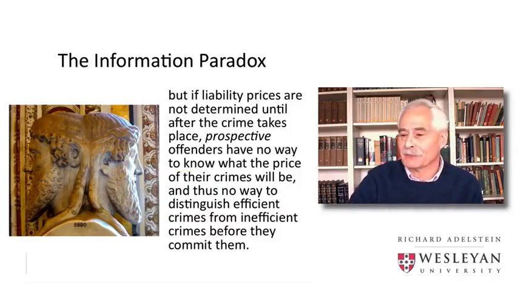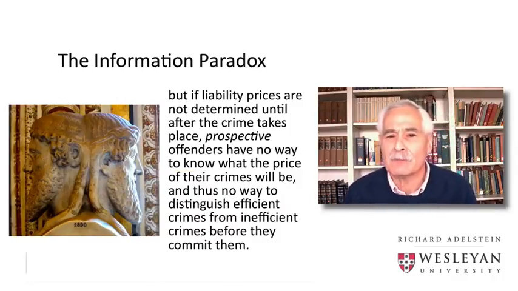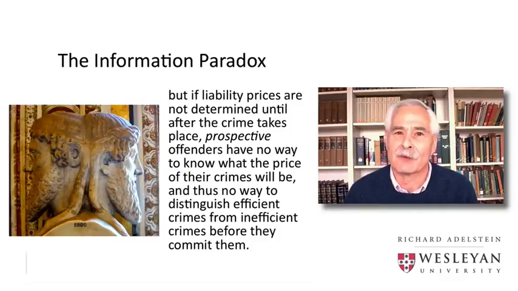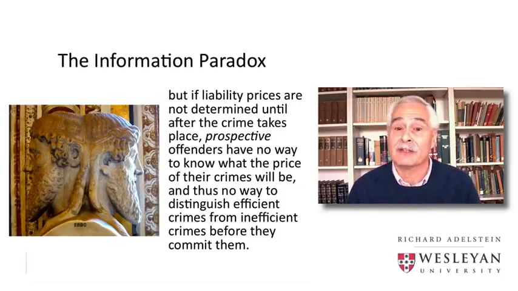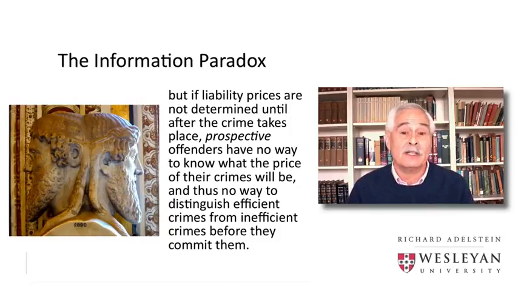But if liability prices are not determined until after the crime takes place, then prospective offenders, those who haven't yet committed their crimes, but are thinking about committing crimes and would need to know what the price of their crimes might be, these prospective offenders have no way to know with precision what the price of their crimes will be, and thus they have no way to distinguish efficient crimes from inefficient crimes before those crimes are committed.